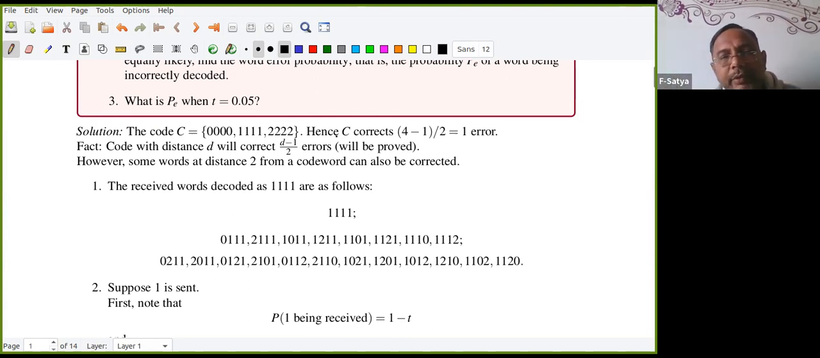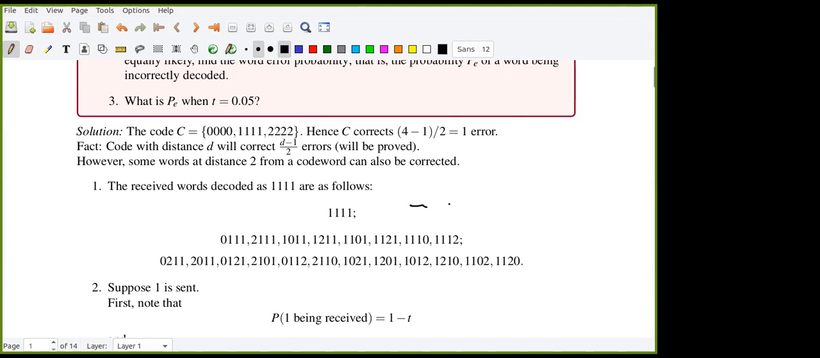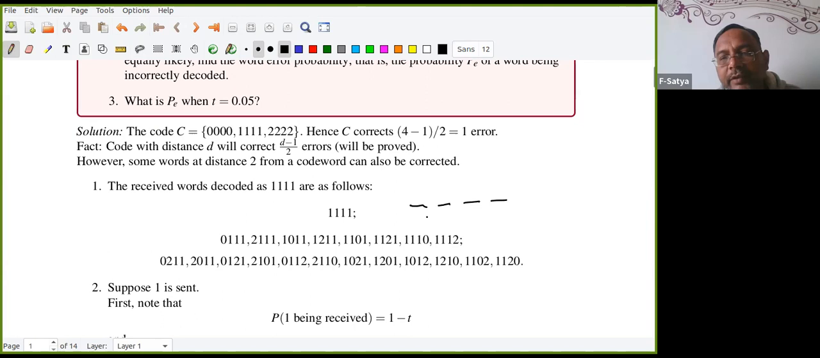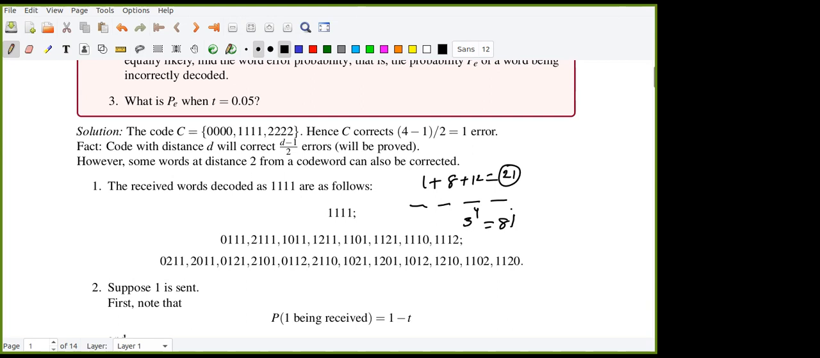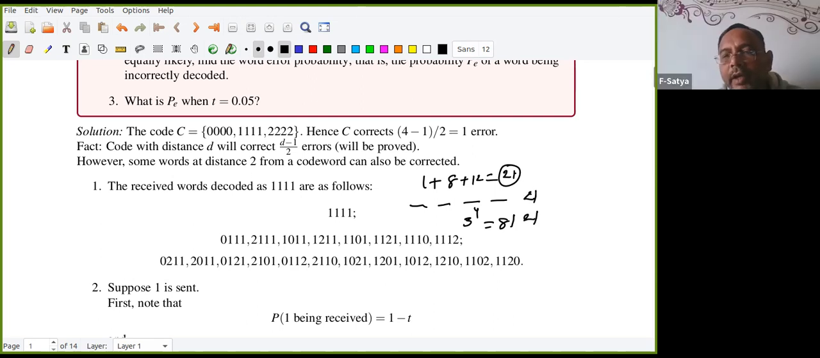So we have 4 positions, right? 3 power 4. Each one has 3 choices. We have 3 power 4 words, total 81. Out of 81, these 1 plus 8 plus 12, 21 words are mapped to 111. Similarly for 0 also, how many words can we map to 0 out of 81? 21. Again 21. So already 63 are there, but the remaining we cannot distinguish.